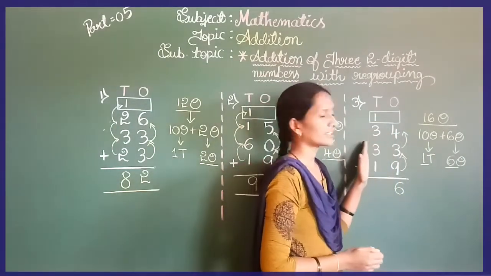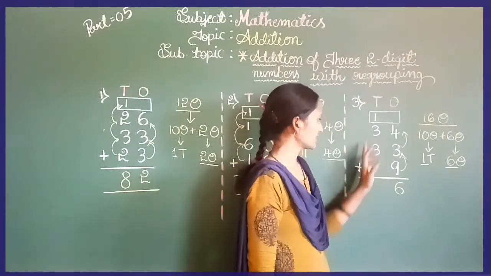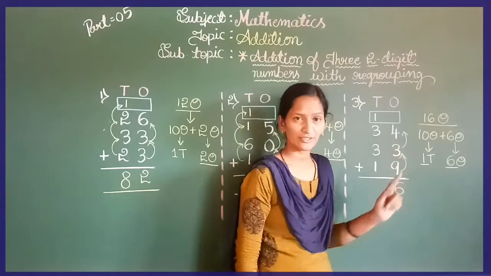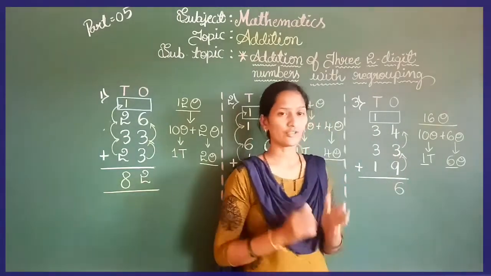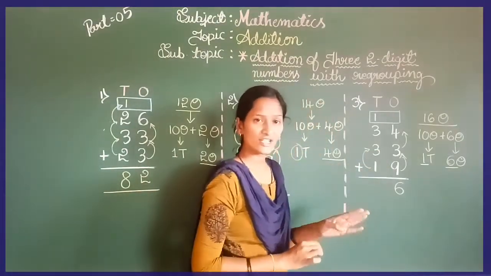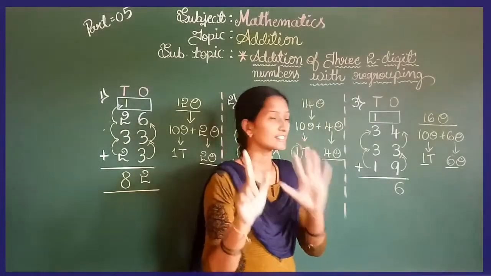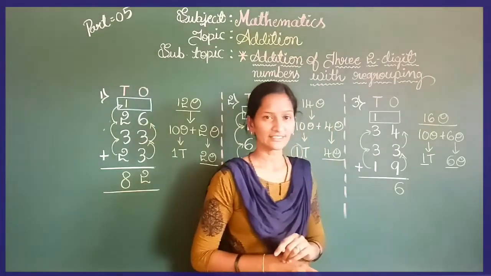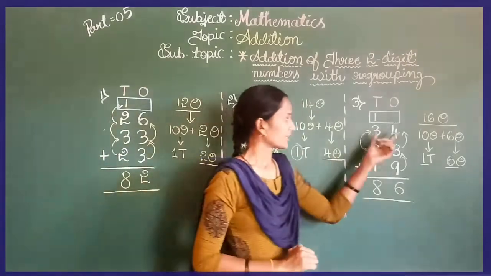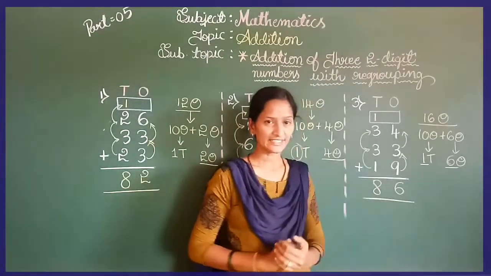Okay, now come to the tens column. The given digits are 1 plus 3 plus 3 plus 1. Don't forget to add this 1. If you forget, you will lose your marks. Okay, 1 plus 3 is 4. 4 plus 3 is 7. 7 plus 1 is 8. So, write here 8. Children, 34 plus 33 plus 19 is equal to 86.